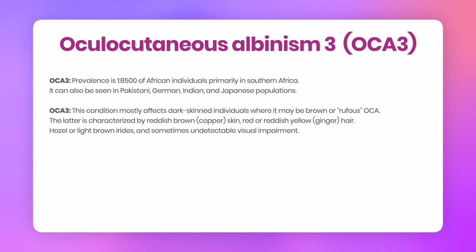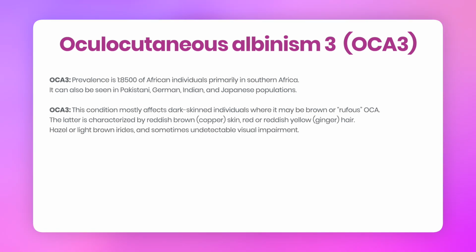Next is OCA 3. Again, not as much prevalence. Again, more common in Africa, but it has been reported in some other countries. And really, this is the type that they call rufous or brown OCA. So again, that is sometimes what you hear OCA 3 referred to.